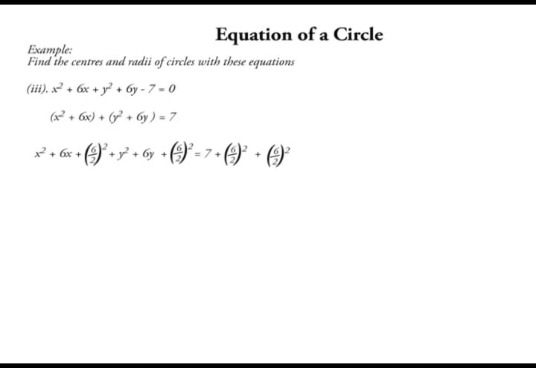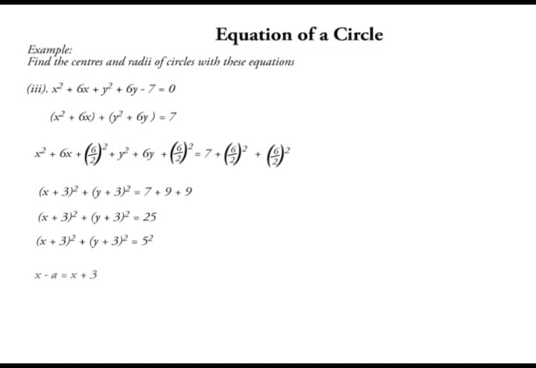6 over 2 is 3, and so we shall have (x + 3)² + (y + 3)² equal to 7 + 3² is 9, plus another 9. So we shall have (x + 3)² + (y + 3)² equal to 25. 25 is the same as 5², and so we shall have (x + 3)² + (y + 3)² equal to 5².